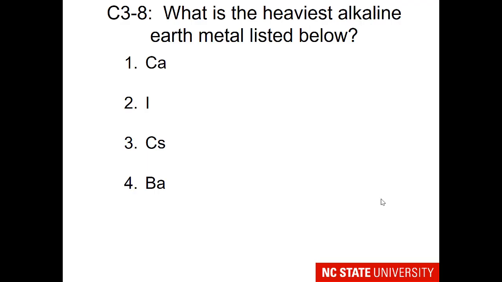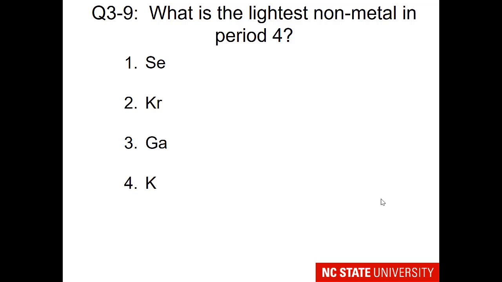So now that you have your labeled periodic table, I hope that you can find the heaviest alkaline earth metal, based upon the one that has the greatest molar mass. And I hope you'll be able to identify period 4 and figure out which atom is a nonmetal and the lightest nonmetal.